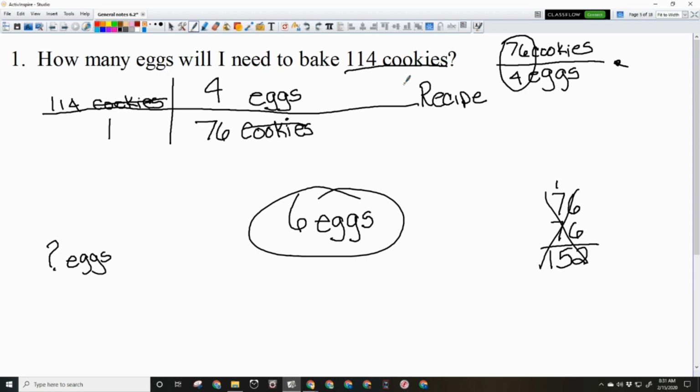And if you're running a catering business, if you get an order for 114 cookies, you certainly do not want to make 152, because you're just baking your profits, okay? And you don't want to do that. You want to profit as much as you can. So you want to make sure that you only cook exactly what you need.